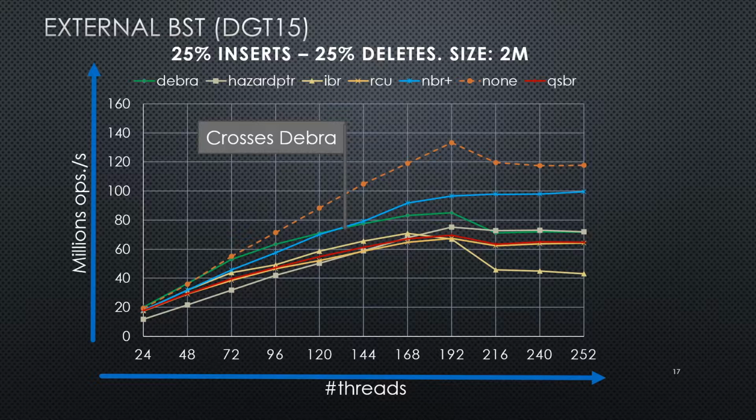Because if the number of updates is smaller, each thread's buffer gets filled up slowly, and that leads to less frequent bottlenecking of the underlying allocator. And again, as in the previous plot, Debra after 144 threads scales poorly. In fact, it degrades, but NBR Plus scales up and performs better under oversubscription.